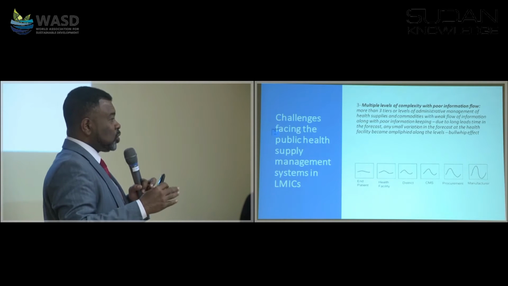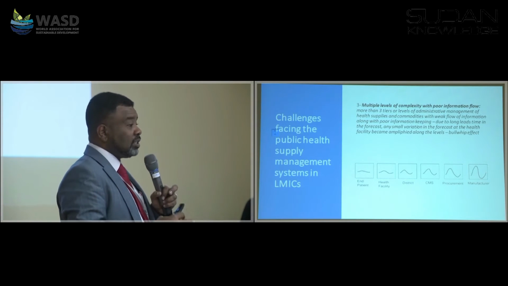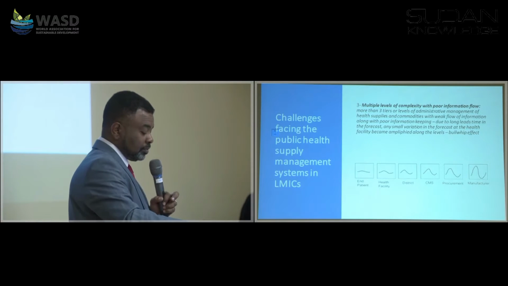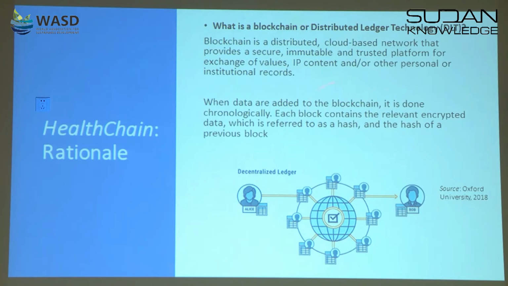Because that is happening because we don't have a system that allows real-time data about the stock, where it sits, and the consumption. So very quickly again, what is blockchain? Its other name is distributed ledger technology, DLT.